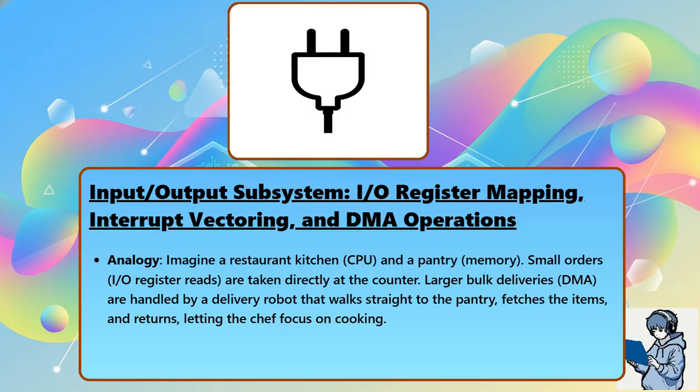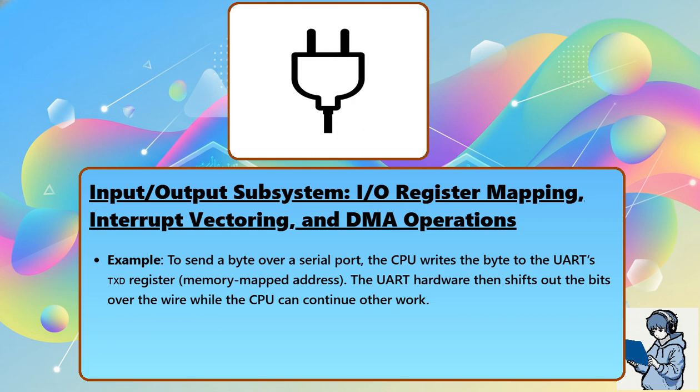Larger bulk deliveries (DMA) are handled by a delivery robot that walks straight to the pantry, fetches the items and returns, letting the chef focus on cooking. Example: to send a byte over a serial port, the CPU writes the byte to the UART's TXD register, a memory-mapped address. The UART hardware then shifts out the bits over the wire while the CPU can continue other work.